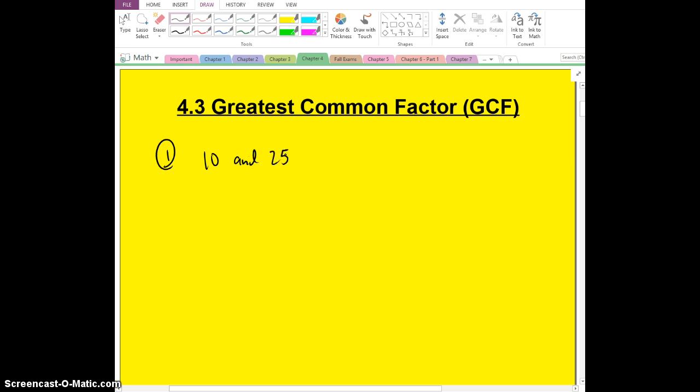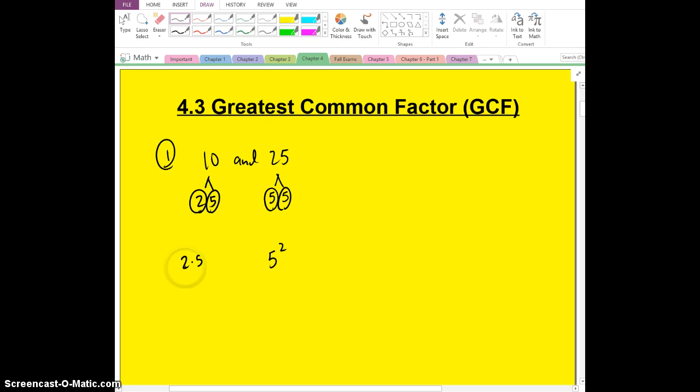Remember, a factor is a number multiplied by another number to form a product. So the factors of 10 would be 2 and 5. We'll circle the prime numbers there. The factors of 25 would be 5 and 5. So what you have here is 2 times 5, and over here you have 5 squared.